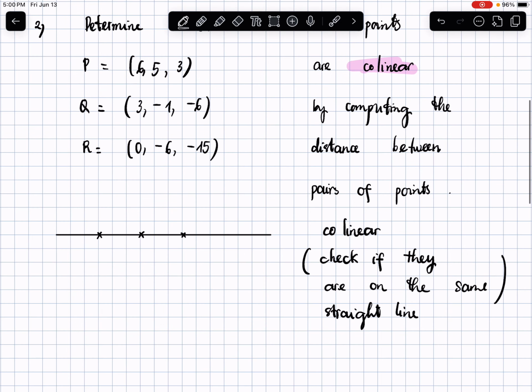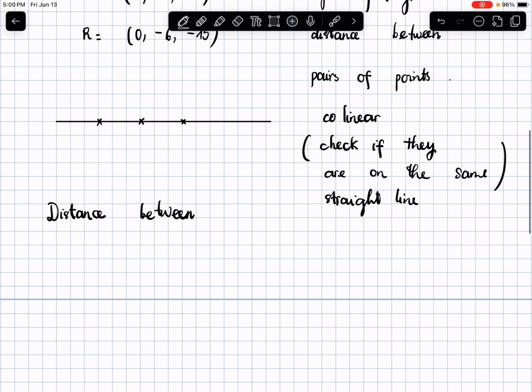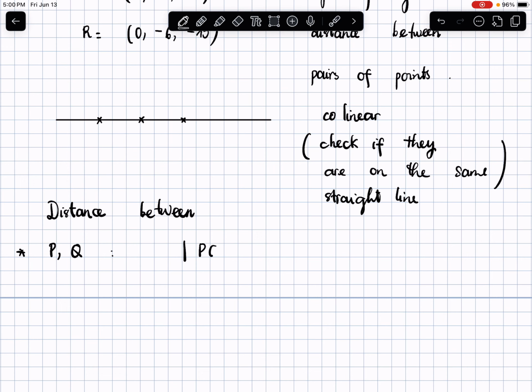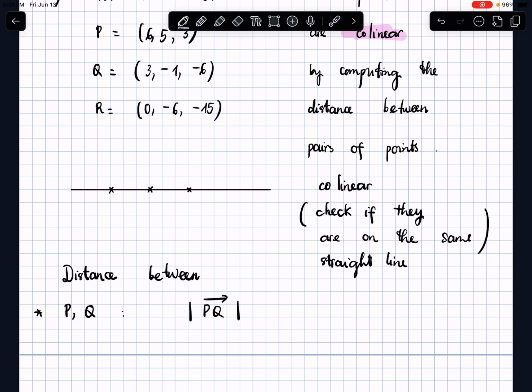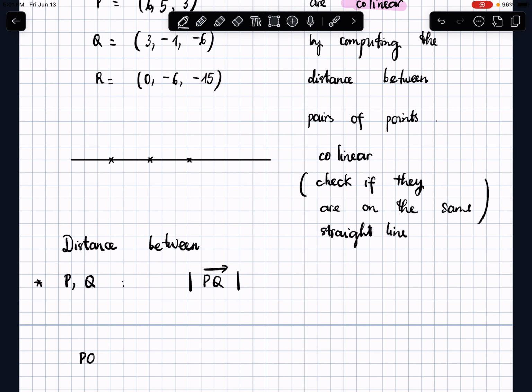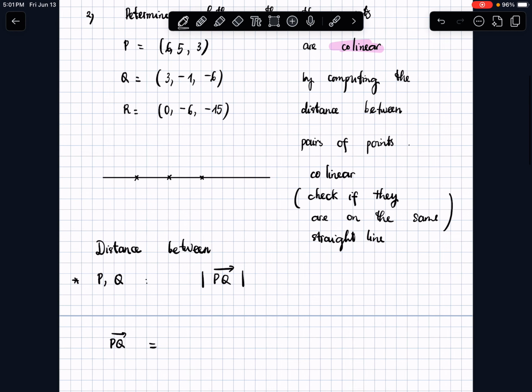So let's compute the distance between P and Q. This is the magnitude of the vector PQ. Right, so let's compute vector PQ first. P is given by this, Q is given by this.